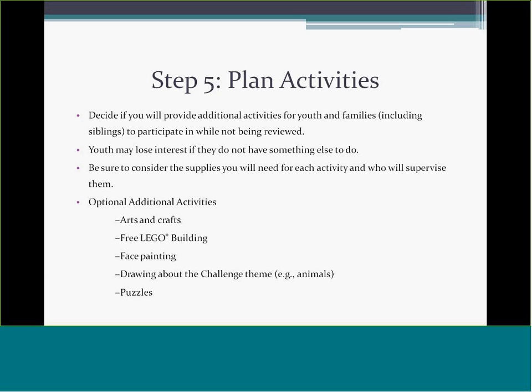Just make sure you consider the supplies that you'll need for each activity and who will supervise them. Ideas that you can use for additional activities: arts and crafts, free Lego building, face painting, drawing about the challenge theme, puzzles, anything that you think kids might enjoy doing while they're waiting. Highly recommend.